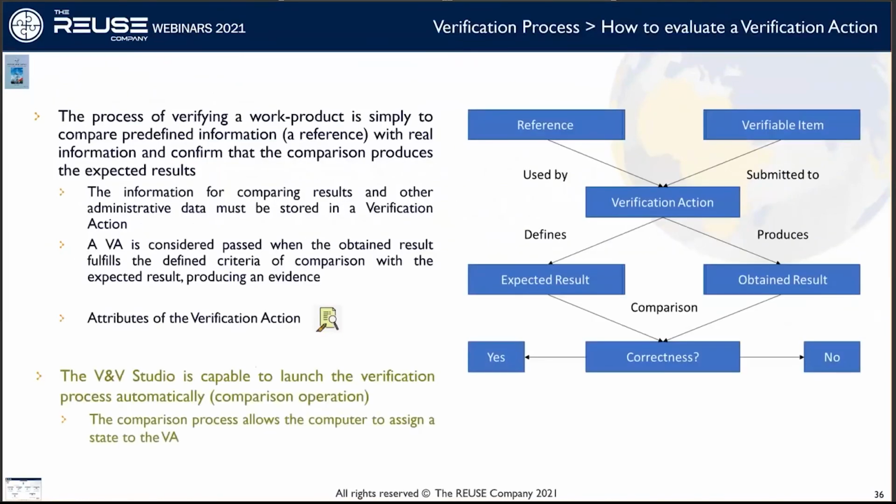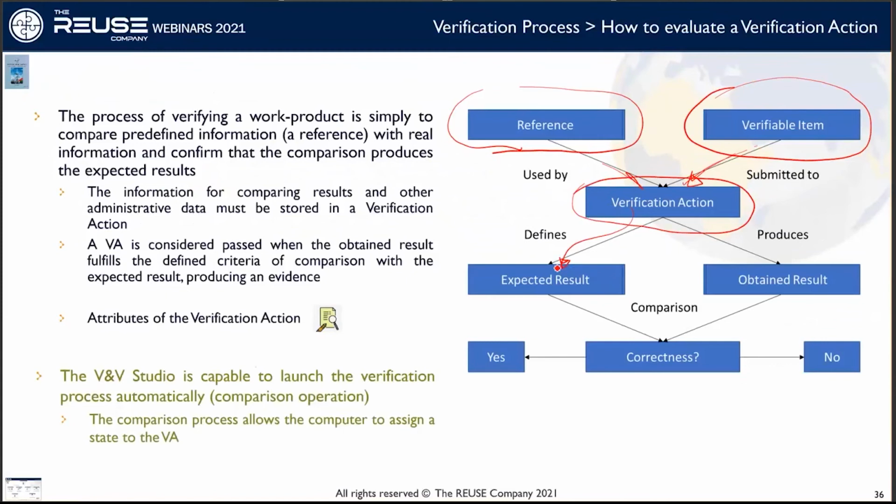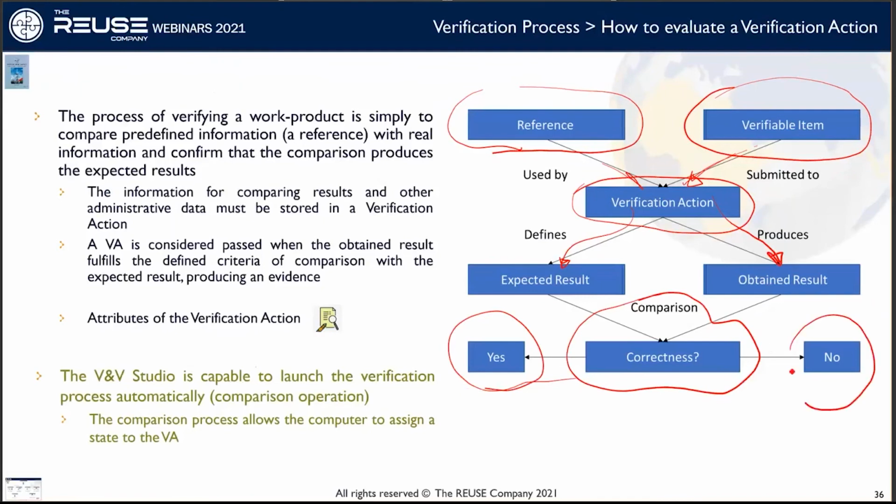So how to evaluate? It's again very simple, sorry for that. You get a reference, which includes information like, for example, the expected result. You get verifiable items, the items you want to verify, and you compile everything in a verification action, including the expected result. Then when you do the verification, you just introduce the obtained result. And of course, a verification action, manually or using our computer tool, would compare whether the expected result matches the obtained result. If the expected result matches, then you can say that the verification action is fulfilled. If not, you can say that it is not fulfilled.